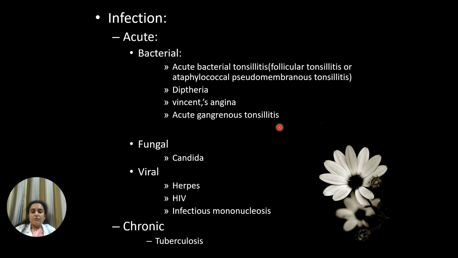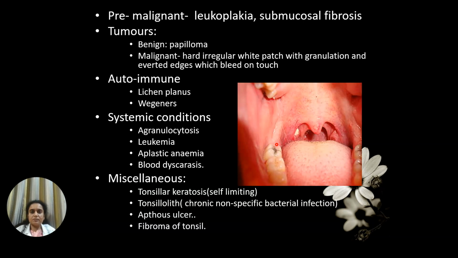In infections, we have both acute and chronic. For acute infections, we categorize them into bacterial, fungal, and viral. Under bacterial: acute bacterial tonsillitis, diphtheria, Vincent's angina, acute gangrenous tonsillitis. For fungal, it can be Candida infections. Viral: herpes, infectious mononucleosis caused by Epstein-Barr virus, and HIV. Chronic infections: tuberculosis. All these are the infective causes for a white patch over the tonsil.